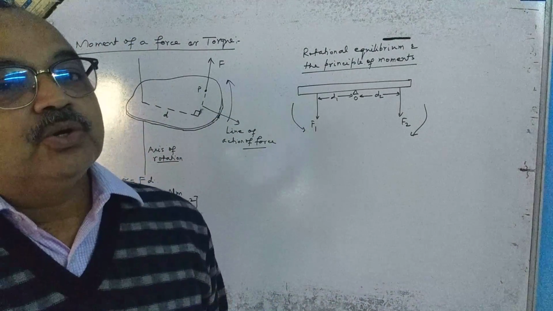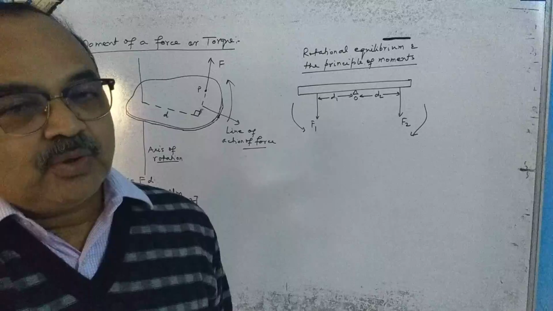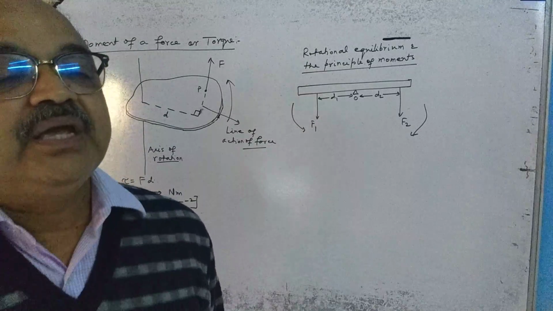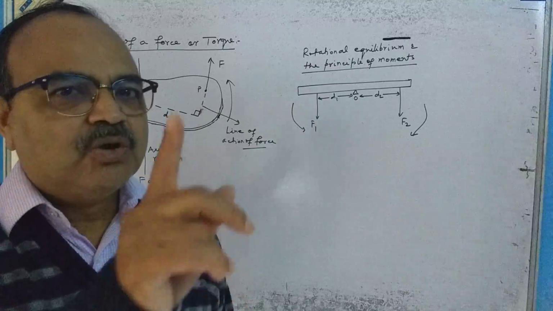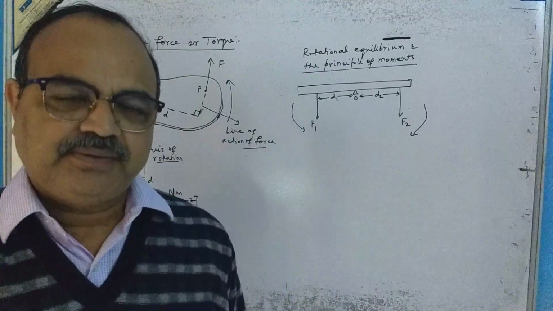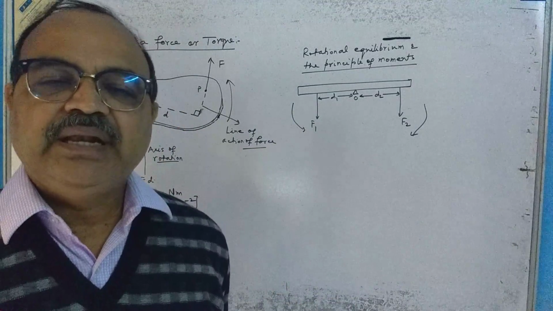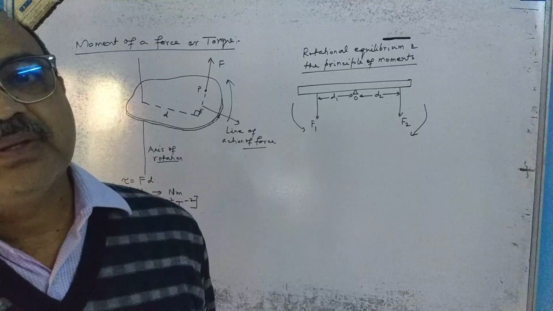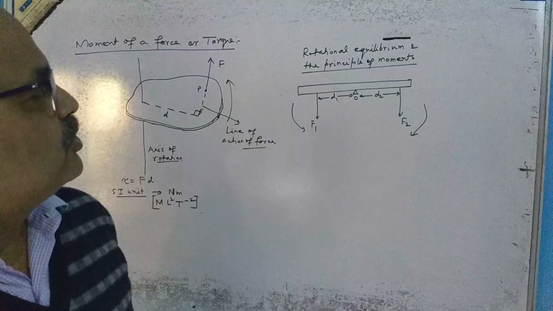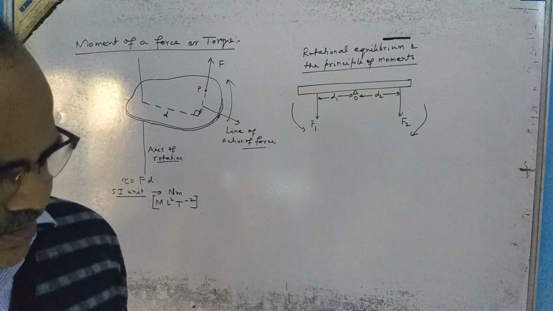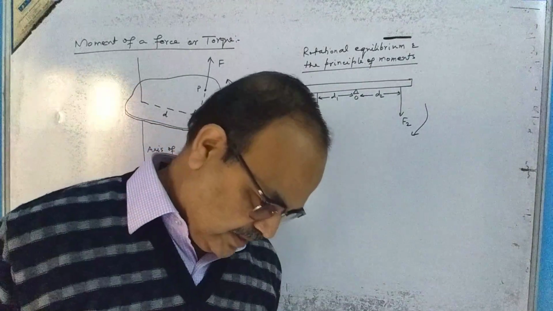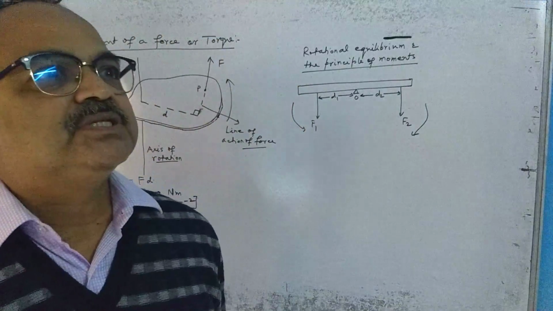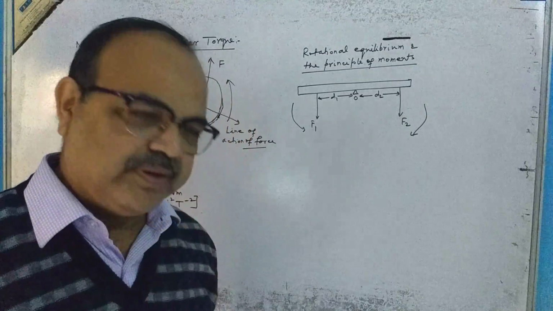In rotational equilibrium, what happens? In rotational equilibrium, net torque will be 0 because force is replaced by the torque. Net torque will be 0. Okay, so rotational equilibrium. So you can write down the statement for this principle of moments. What is the principle of moments?